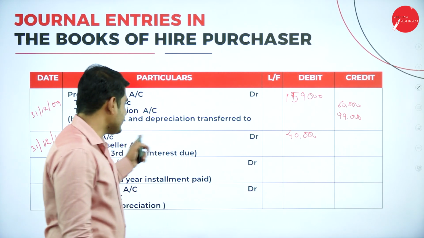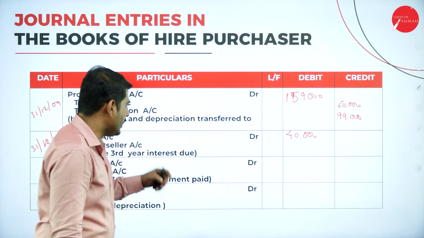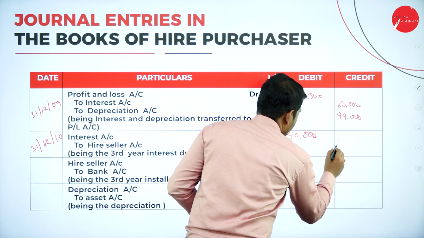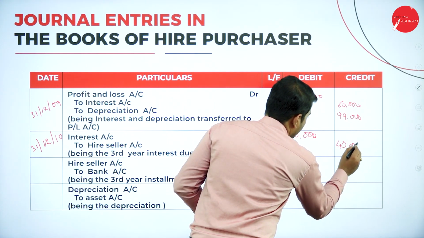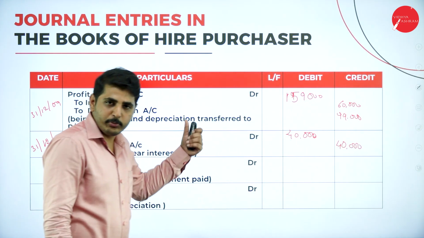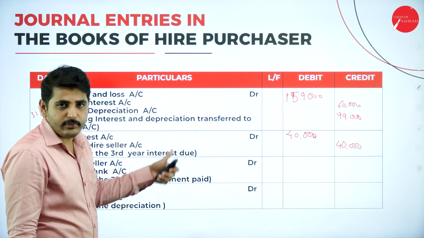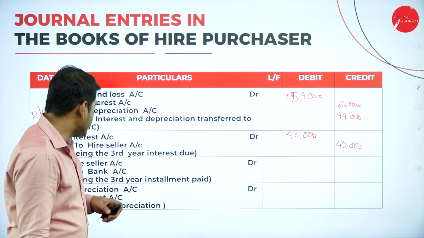So the journal entry: Interest account debit 40,000 to Hire Seller account 40,000. Who is the hire seller? Tata Motors is the hire seller. In whose books are we writing the journal entry? In the books of Durga Traders we are writing the journal entry.